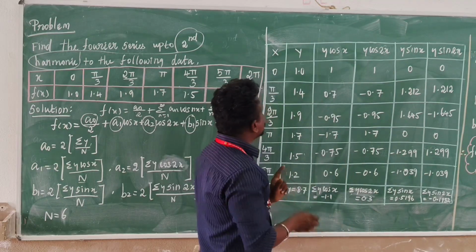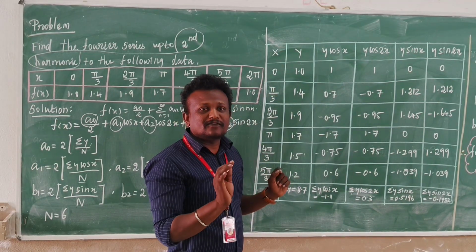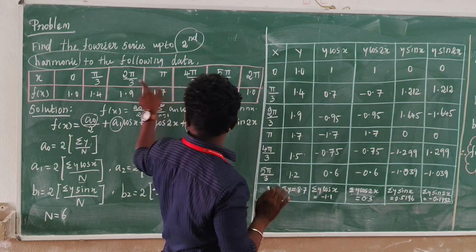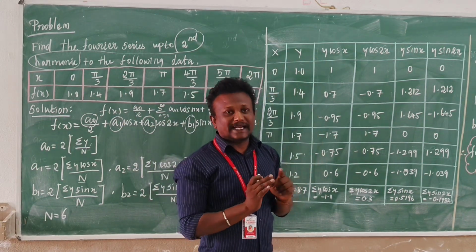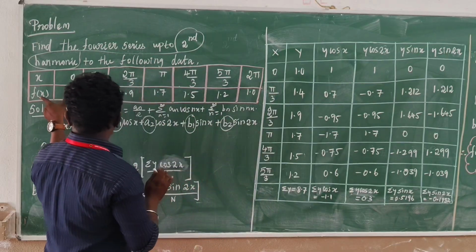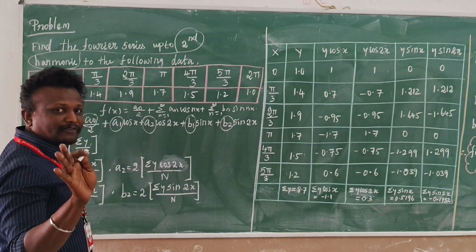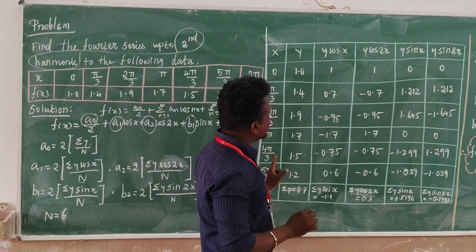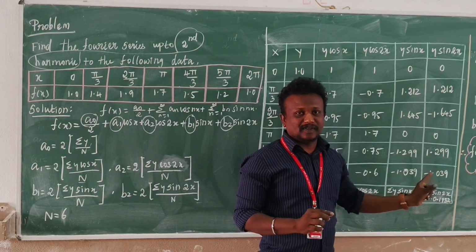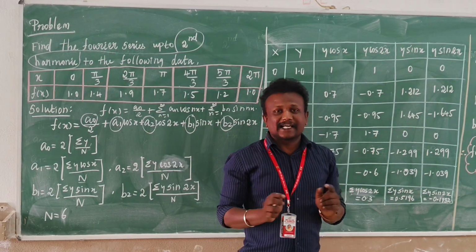Now you just write what is the value of X. It is given in the question. Similarly, you write the value of Y. It is also given in the question itself. Here Y is nothing but f of X. After writing all these things, we are going to calculate the other part. By using a calculator, you can easily calculate.